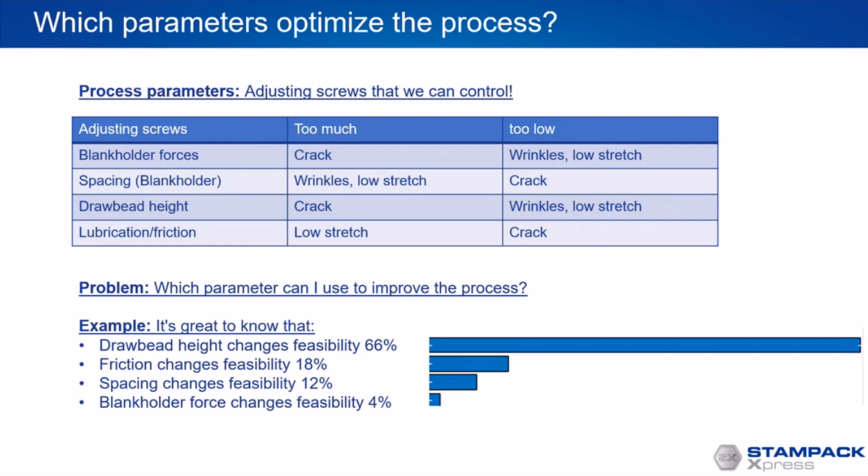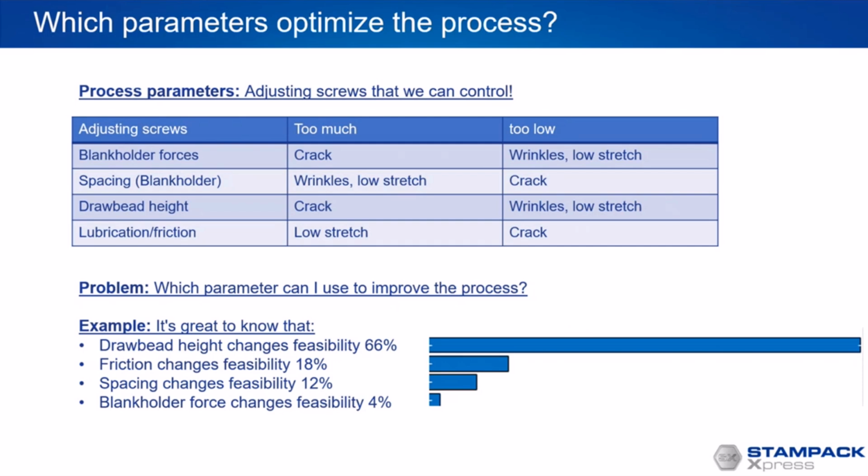If I have too much blank holder force, my part will have a bad material flow, and I will have cracks. If I have too little blank holder force, then we will have wrinkles and low stretch. With the bumpers, it's the opposite way. If I have too large bumpers, then we have wrinkles and low stretch. And if they are too low, or if I don't use bumpers, maybe I'm going to have cracks.